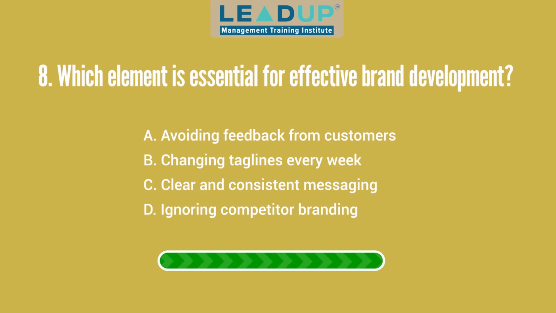Question 8. Which element is essential for effective brand development? A. Avoiding feedback from customers. B. Changing taglines every week. C. Clear and consistent messaging. And D. Ignoring competitor branding. The answer is clear and consistent messaging.